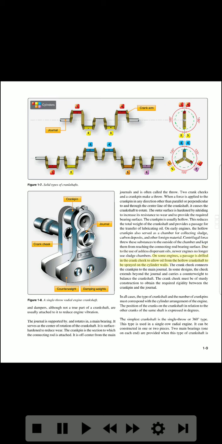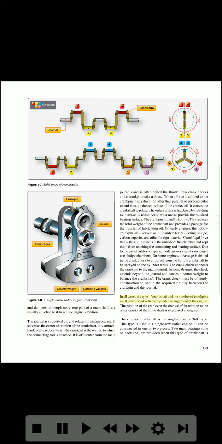On some engines, a passage is drilled in the crank cheek to allow oil from the hollow crankshaft to be sprayed on the cylinder walls. The crank cheek connects the crank pin to the main journal. In some designs, the cheek extends beyond the journal and carries a counterweight to balance the crankshaft. The crank cheek must be of sturdy construction to obtain the required rigidity between the crank pin and the journal.